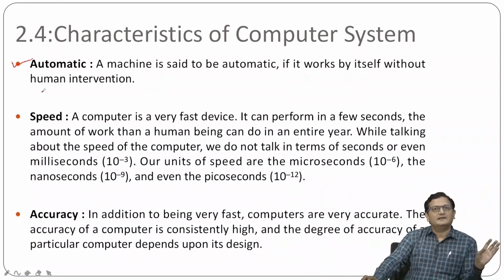Fine. So a machine is said to be automatic because it does its work, whatever program we have given. That program it will execute on its own, and the human is not actually needed during that time. So computer is an automatic device.